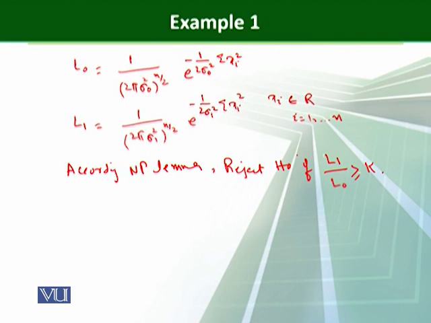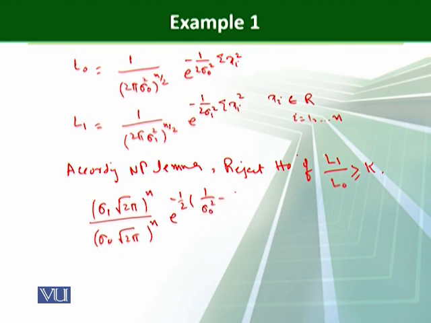So using this condition, we write down sigma 1 under root 2 pi raised to power n over sigma naught under root 2 pi raised to power n, into e raised to power minus 1 by 2 into 1 over sigma naught square minus 1 over sigma 1 square, and we take sum xi square as common, and it should be greater than or equal to k.